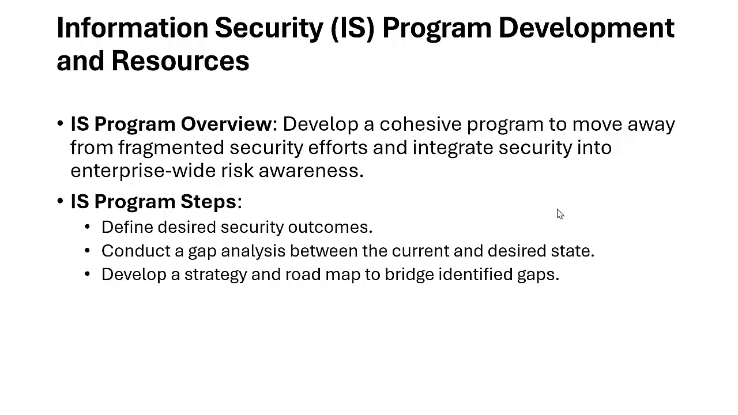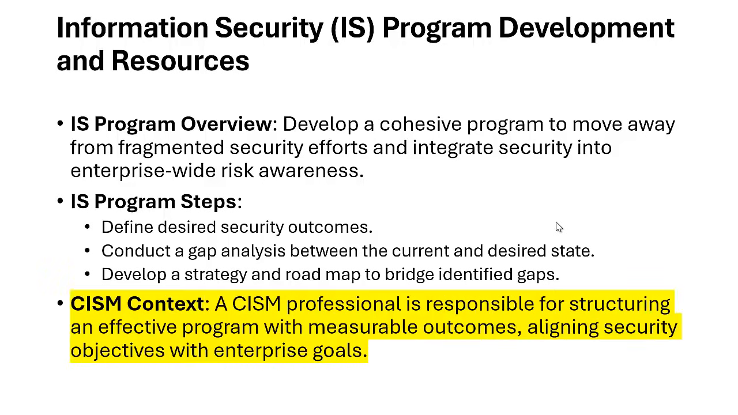Okay, my outcome is I want security controls. Currently, what is the level of security control? Then we develop the strategy to fill the gap. So the context here is, as a CISM professional, you're responsible for structuring an effective program with a measurable outcome, and that is only possible with the help of metrics. And we have to make sure this program is aligned with the security objectives and enterprise goals.